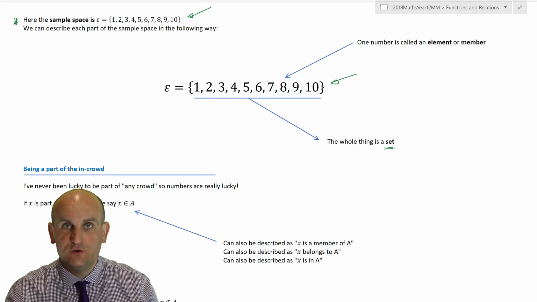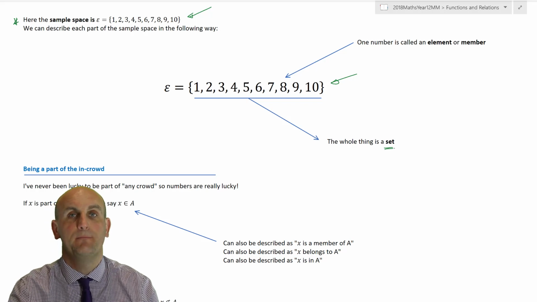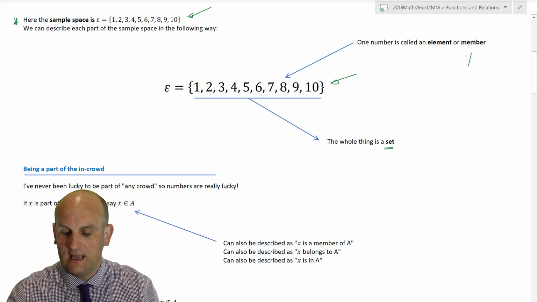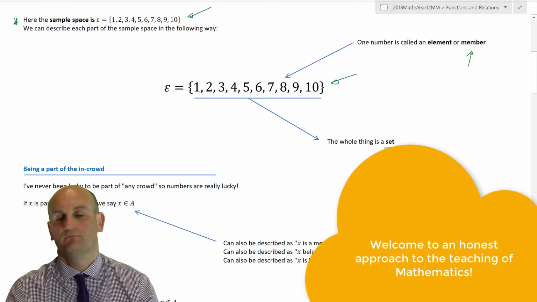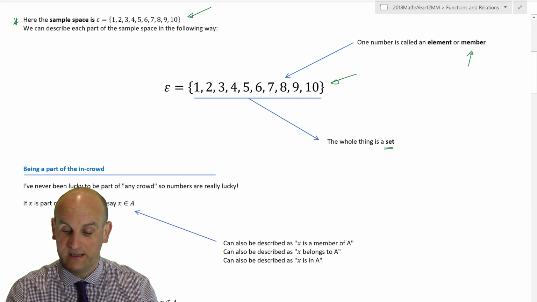And an individual element of that set is exactly what I've just called it, an element. An individual number is called an element, or strangely, a member. Now, being bizarre, a member just has no good connotation at all, so I'm going to move off of that completely.